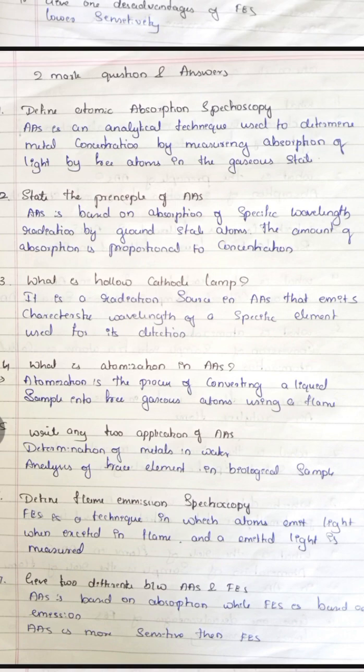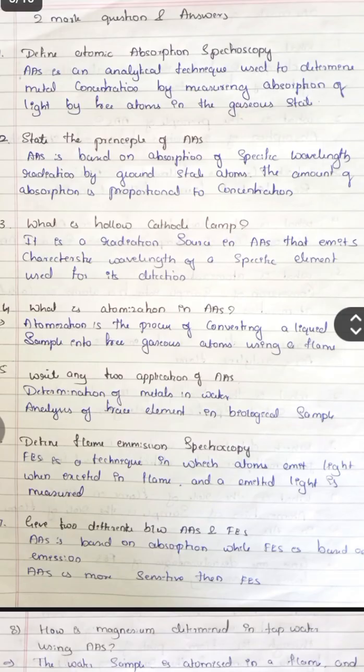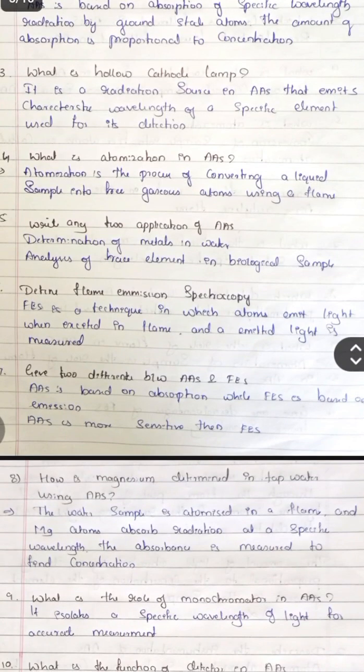concentration by measuring absorption of light by free atoms in the gaseous state. Second, state the principle of AAS. AAS is based on the absorption of specific wavelength radiation by ground state atoms. The amount of absorption is proportional to concentration. Third, what is hollow cathode lamp? It is a radiation source in AAS that emits characteristic wavelength of a specific element used for its detection.